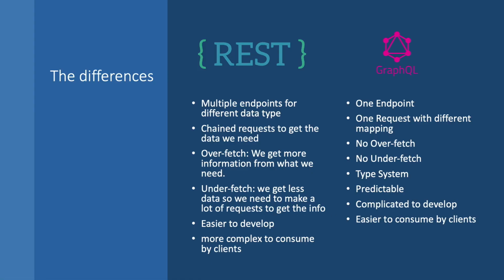So the main differences, there are a lot of differences and a lot of similarities when it comes to REST and GraphQL. But let's first discuss the main differences. When it comes to REST APIs, we have multiple endpoints to achieve our goals. While in GraphQL, we have only one endpoint that we request, but we send a GraphQL query with that request in order to get the information.